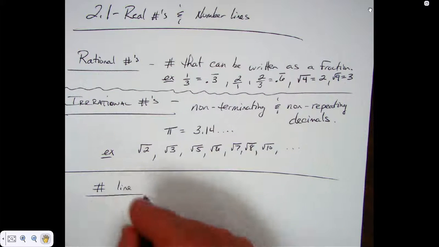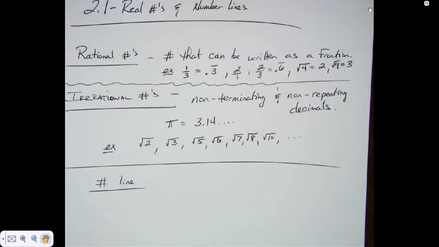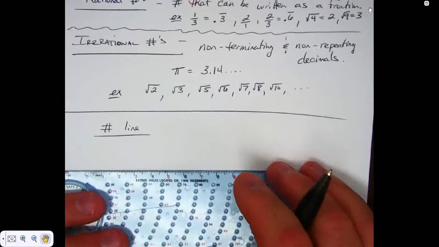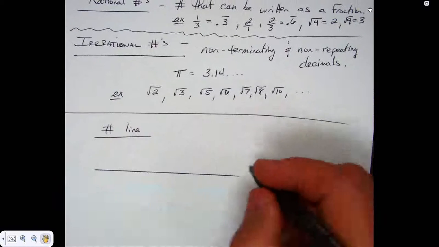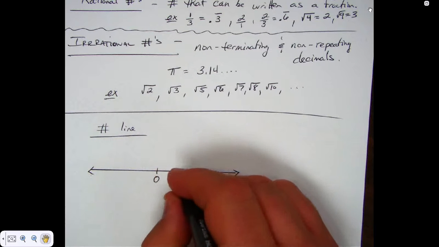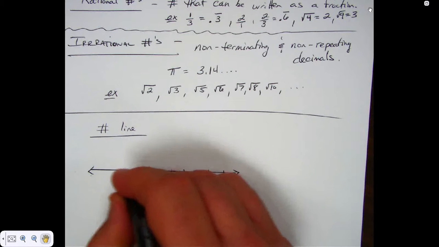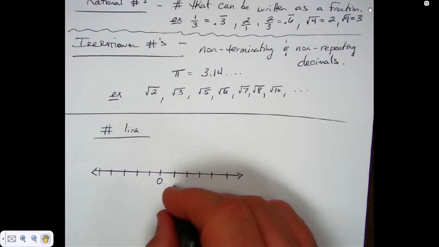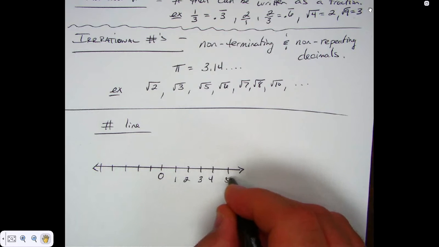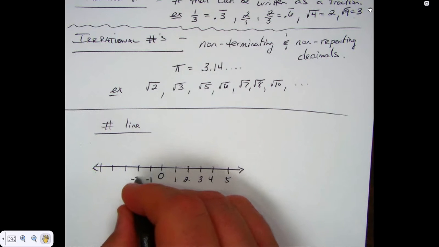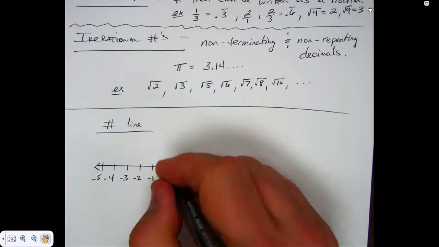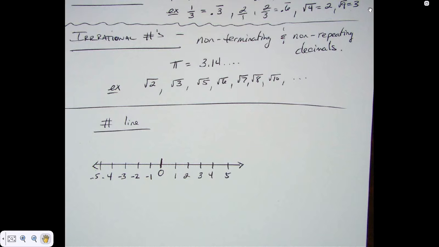Number line. How many of you remember number lines? You should. It's a line, remember, it has an arrow on each end. You usually have 0 somewhere. What number would I put here? Here. How about here? You guys okay there? That's an example of a number line.